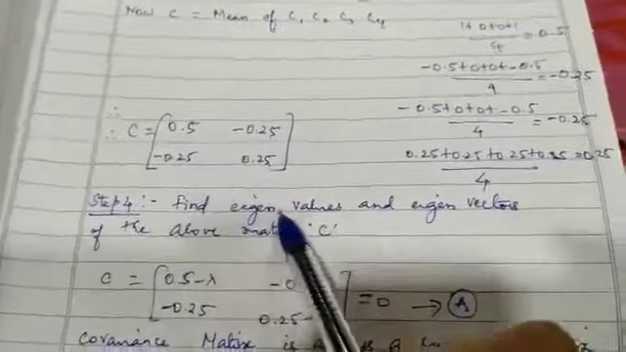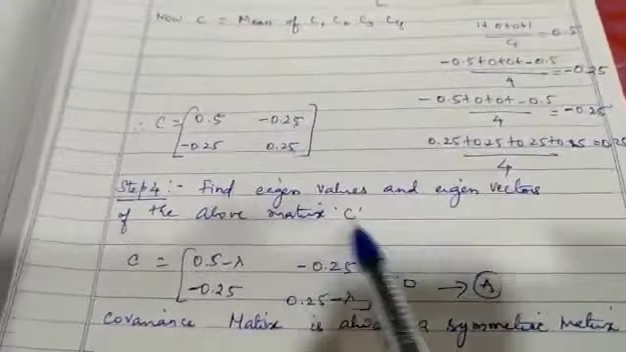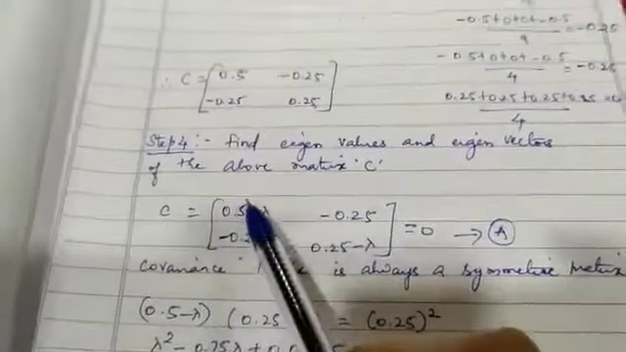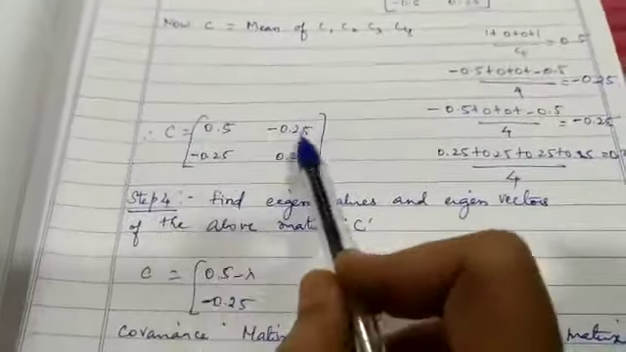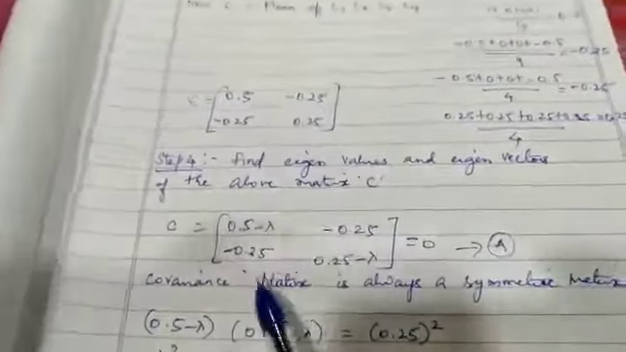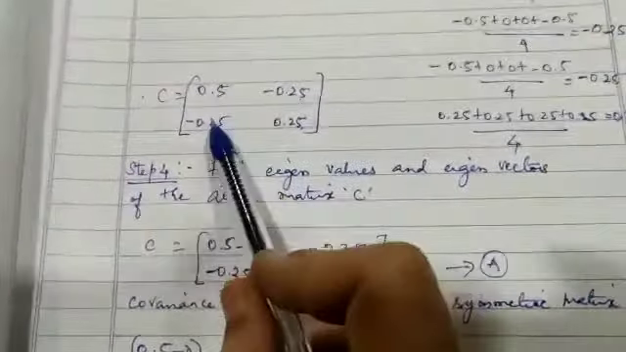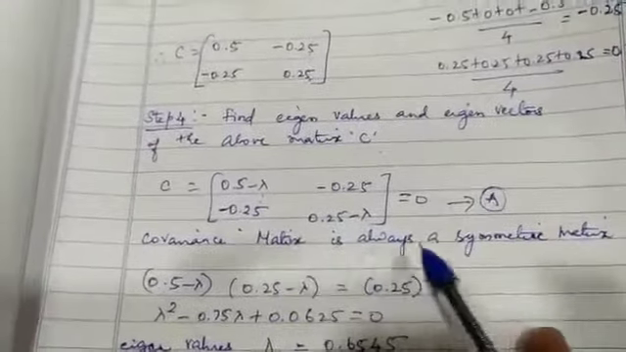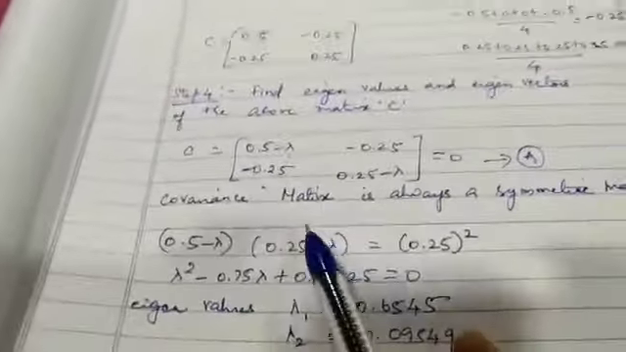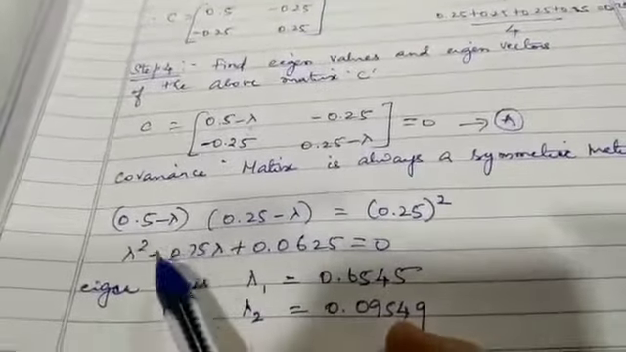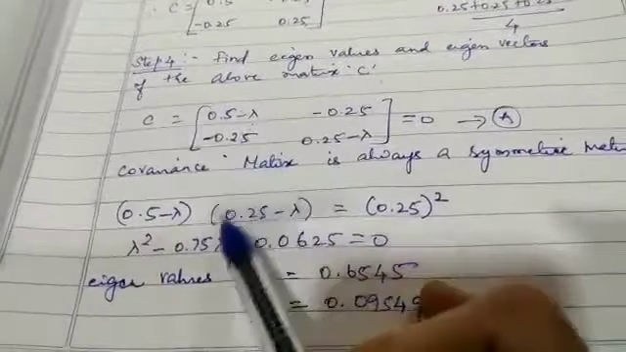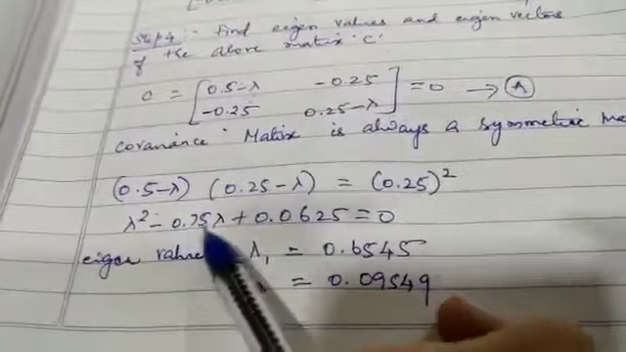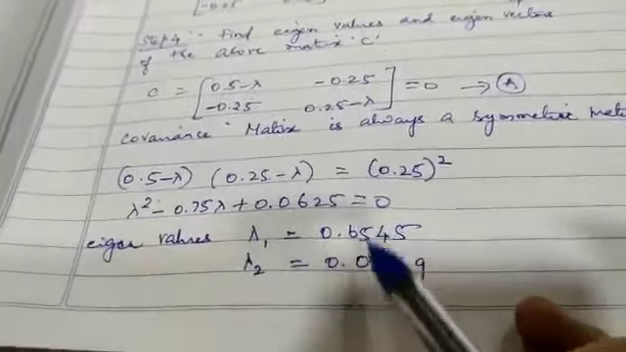Step number 4, find the eigenvalues and eigenvectors of the above matrix. So how do you find the eigenvalues and the eigenvectors? This matrix is always a symmetric matrix, so it should be written in this form, 0.5 minus lambda and 0.25 minus lambda. Now we have to factorize and find the values. Just factorize it and find the values of lambda 1 and lambda 2.